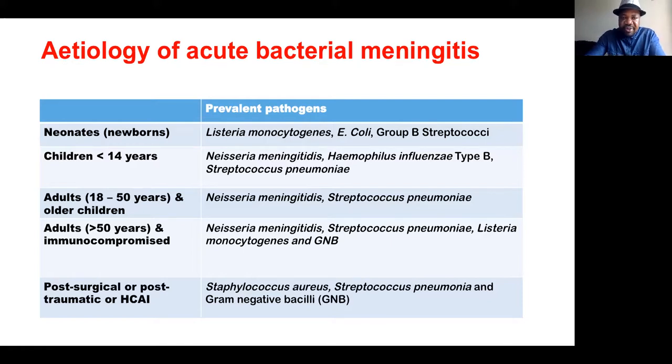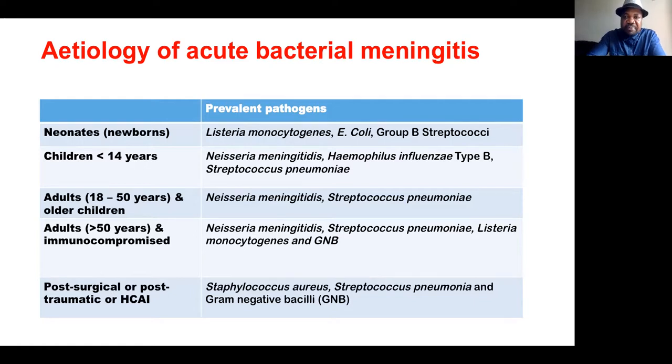Now, if you are dealing with a post-surgical or post-traumatic patient, or any patient that has been in the hospital for a specific period of time, then you can suspect Staphylococcus aureus, Streptococcus pneumoniae, and any gram-negative bacilli can also be suspected. So whenever you are dealing with a case of acute bacterial meningitis, the etiological agent will depend on the age of the patient.